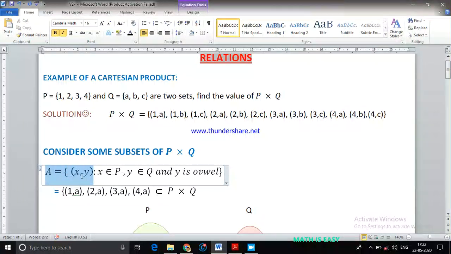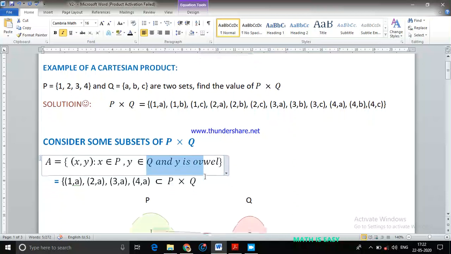What are the elements of A? The elements are in the form X comma Y, because A is a subset of P cross Q. I know elements of P cross Q are ordered pairs, so A also will have ordered pairs only. But what is the condition to select? X belongs to P, that means X is an element of P, and Y is an element of Q, and Y is a vowel. Okay, so X can be all the elements of P, but Y is an element that is a vowel.